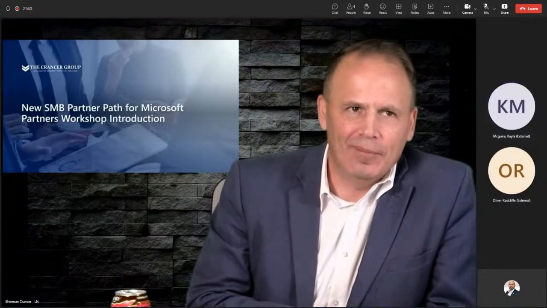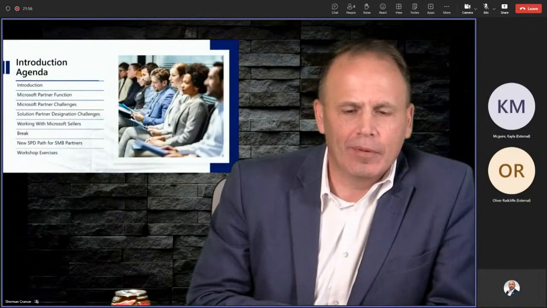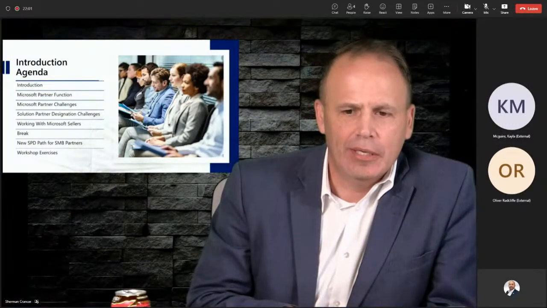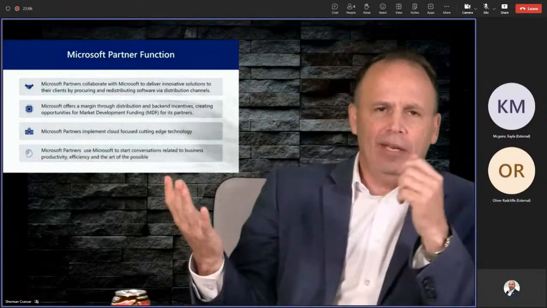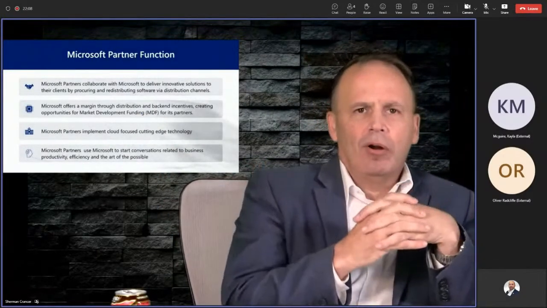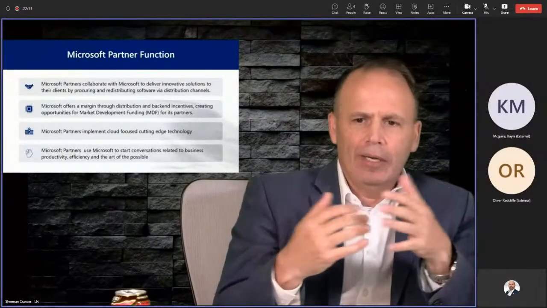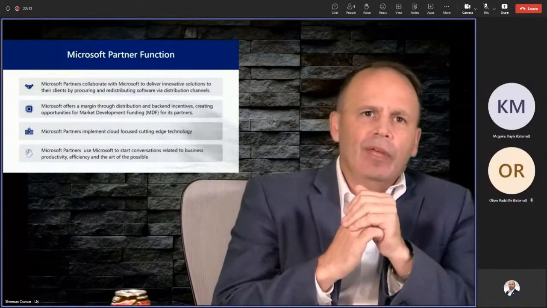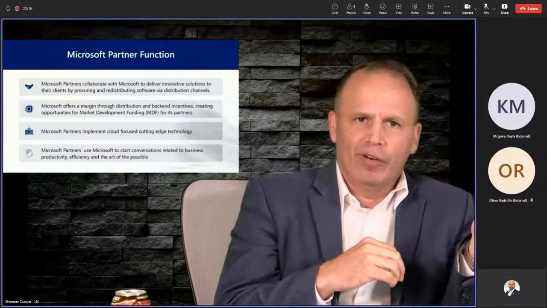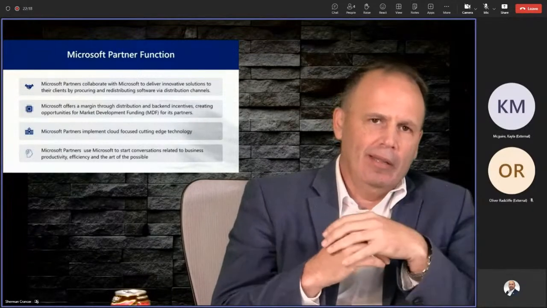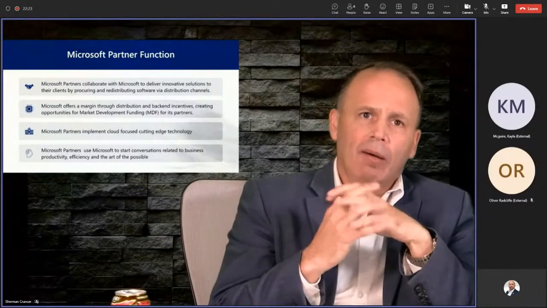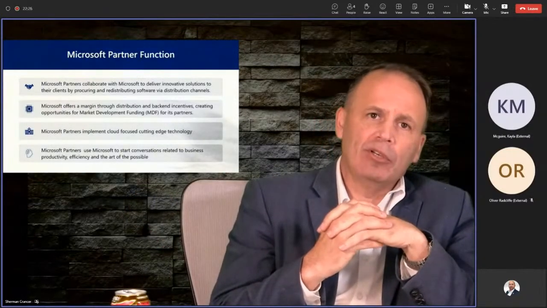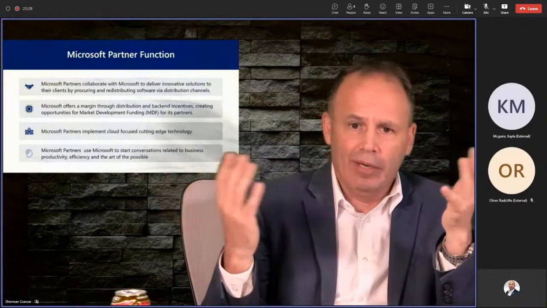So let me go ahead and hit on these things pretty quickly, and then we'll get right into SPDs. But fundamentally, and I think we all understand this, our partners collaborate with Microsoft to deliver innovative solutions. Then Microsoft provides that front end margin they get through you guys, and then they provide nice incentives in the back end based on their partner level, which then creates opportunities for market development funds. Okay, awesome, right? We understand that.